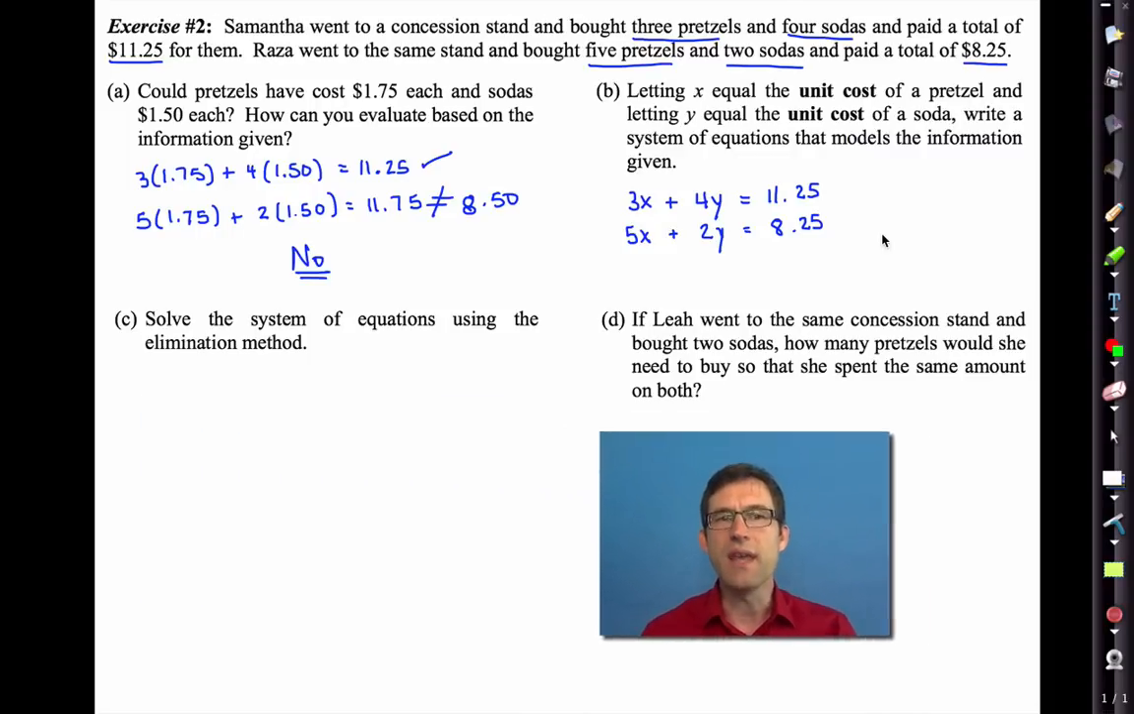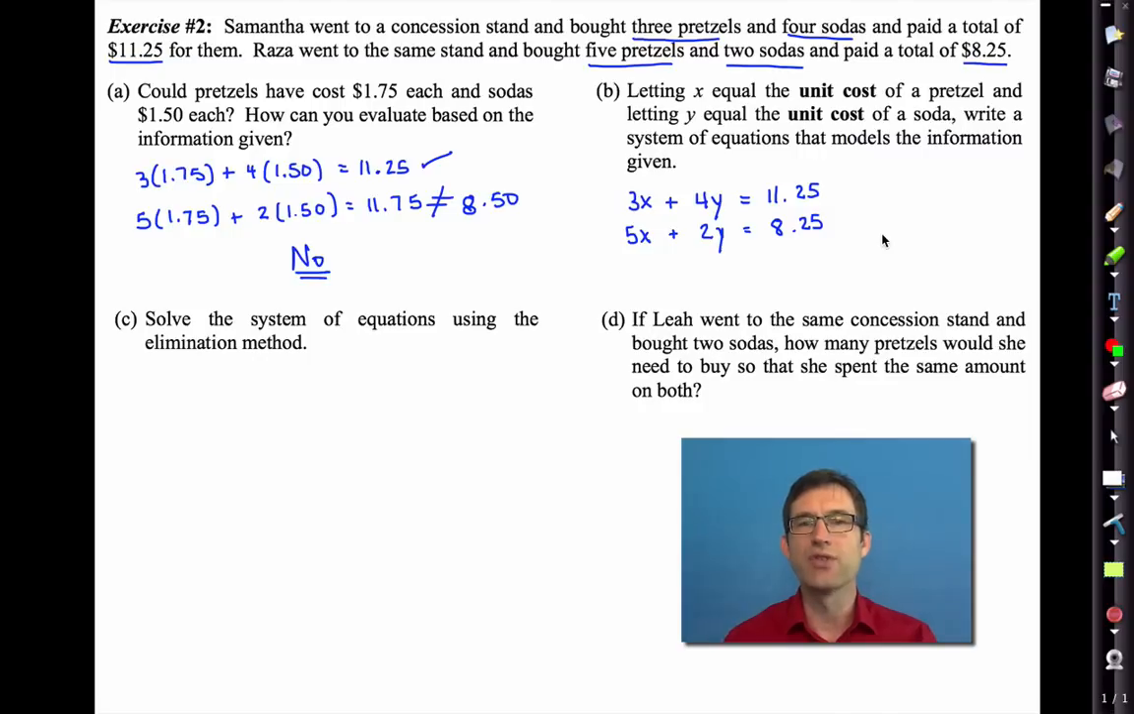Now, letter C asks us to solve the system of equations using the method of elimination. We've done that quite a number of times, so I'd like you to pause the video now and work through a solution. See if you can solve that for x and y using the method of elimination.